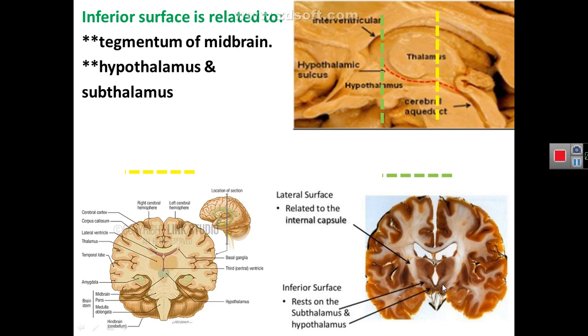So the subthalamus and hypothalamus are below the anterior part of the thalamus, while posteriorly, this is a coronal section in the posterior part of the thalamus, and you can see that below the thalamus is the section showing the midbrain. This is the midbrain.